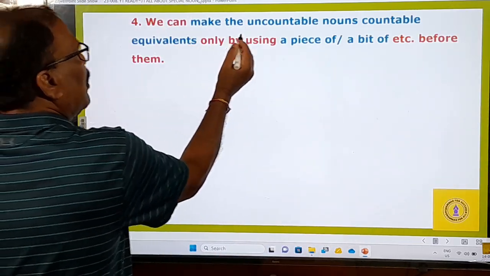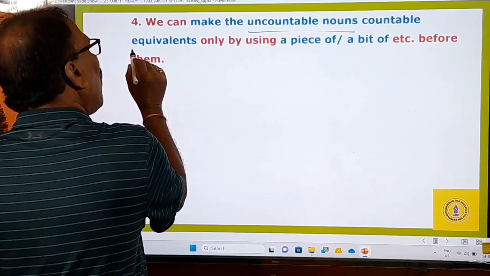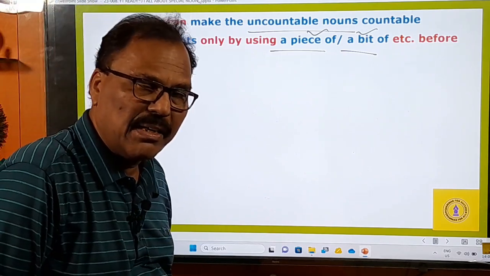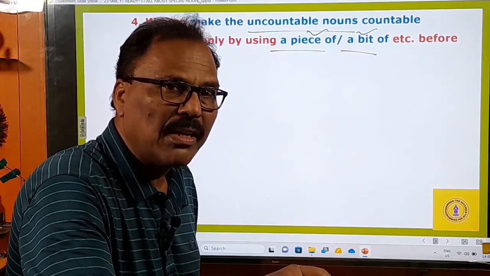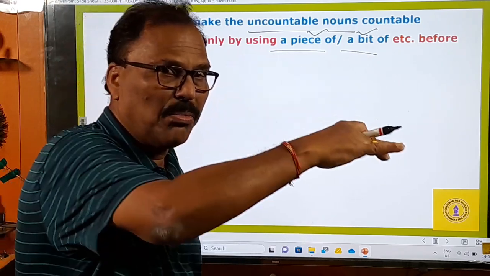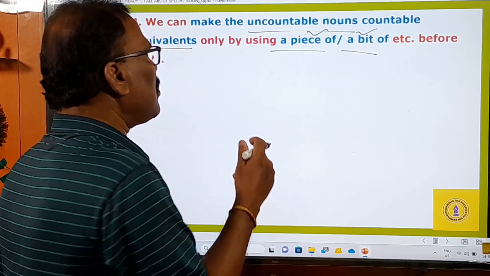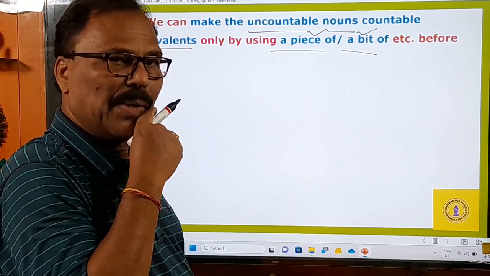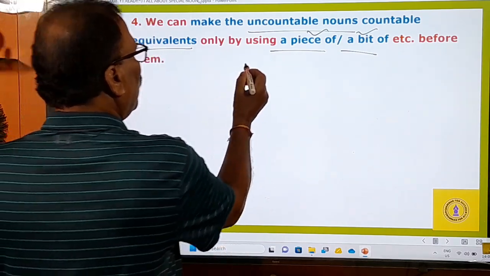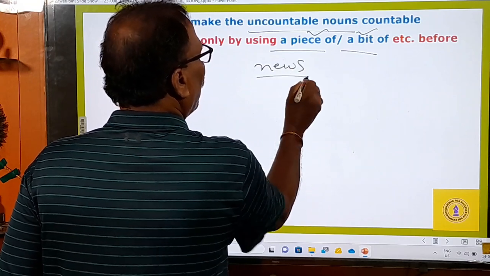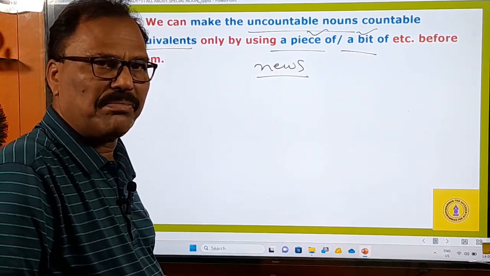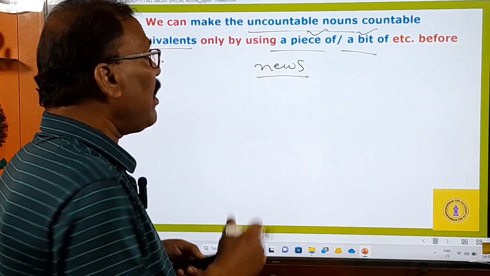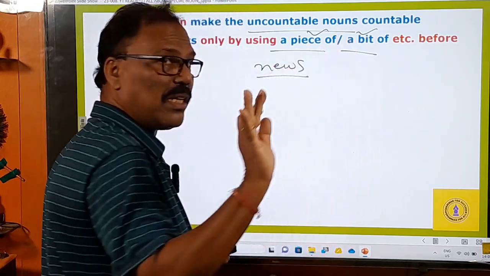Okay? One important thing I am giving you. Uncountable nouns can be made countable only by using a piece of or a bit of. If you want to make an uncountable noun a countable noun, you can do so by using a piece of or a bit of, a bottle of, something like that before it. For example, news is there. It has no plural form. If you want to make it a countable one, you must be able to count. One news, two news, three news. You cannot say that.